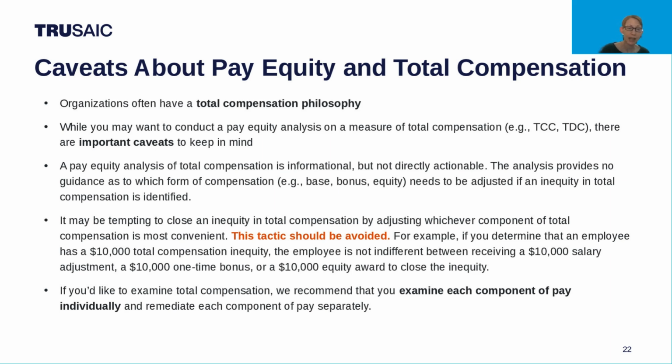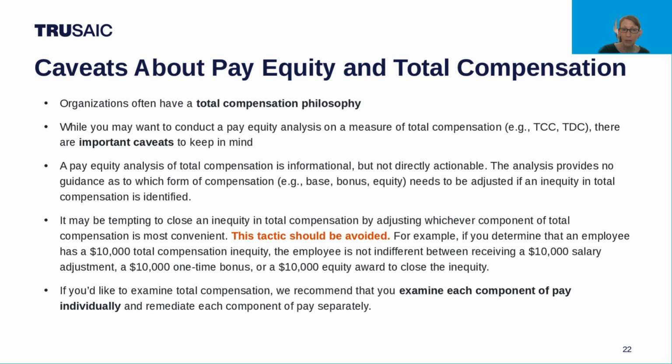So let's say you run an analysis of total compensation and it reveals some sort of inequity. Well, the analysis provides no guidance regarding what element of pay should be adjusted. If you find an inequity in total compensation, do you adjust base pay, your bonus, equity? What I've seen some organizations do is adjust whichever element of total compensation is most convenient. But we don't recommend this approach.